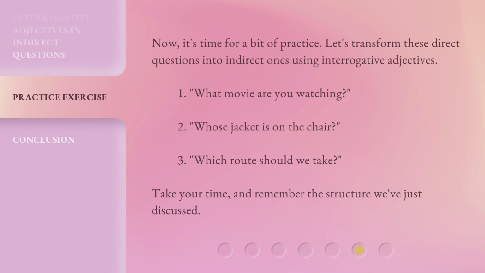Now, it's time for a bit of practice. Let's transform these direct questions into indirect ones using interrogative adjectives. 1. What movie are you watching? 2. Whose jacket is on the chair? 3. Which route should we take? Take your time, and remember the structure we've just discussed.